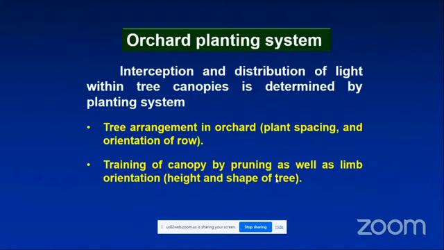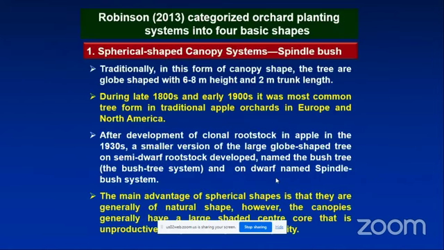Orchard planting system, tree arrangement in the orchard, plant spacing and orientation of the rows are very important. Training of the canopy by pruning, as well as the limb orientation, and the height and shape of the tree are very important.